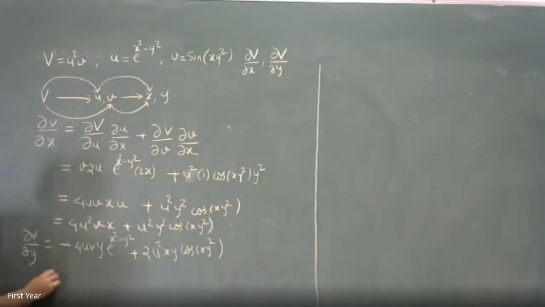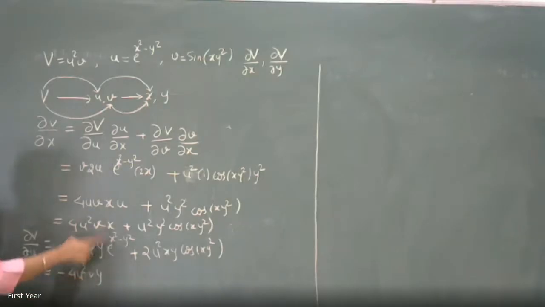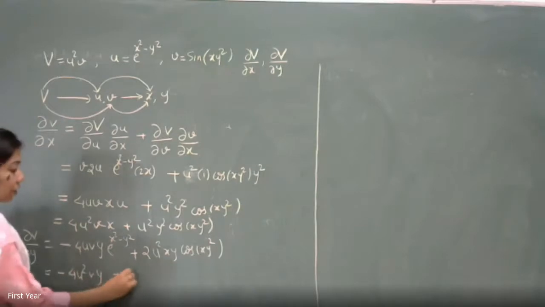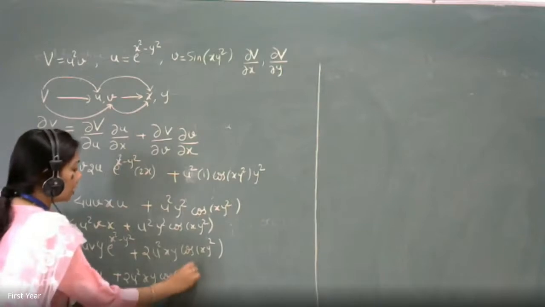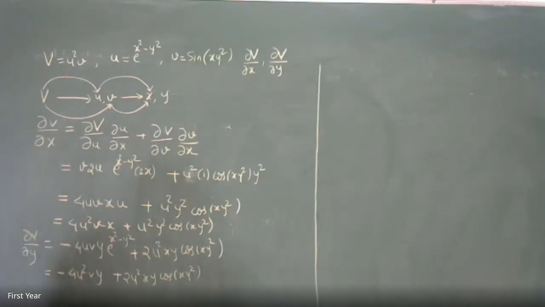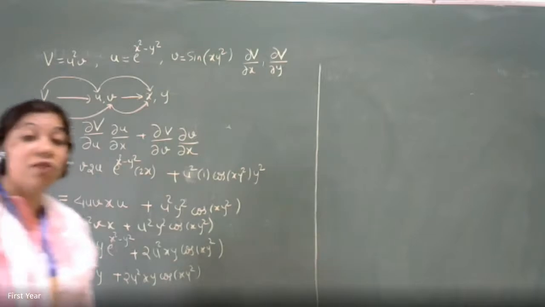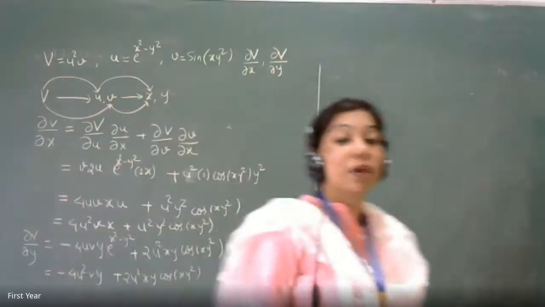Actually, this can be written as minus 4u square vy plus 2u square xy cos of xy square. I think it's correct, because the derivative of xy square with respect to y is 2xy. So that 2xy is there and u square will be there. Okay. Is this clear now to everyone? This type of questions are actually worth 2 marks, but they will be asked for 1 mark, so please be quick in calculating.